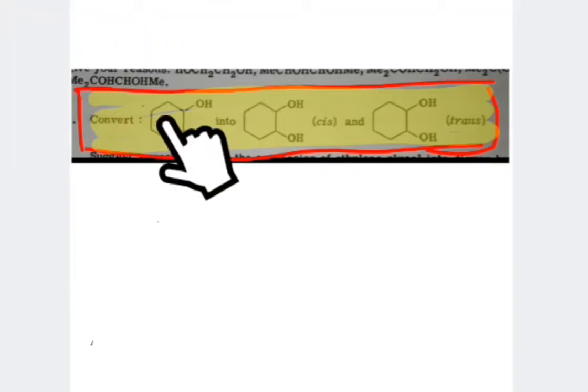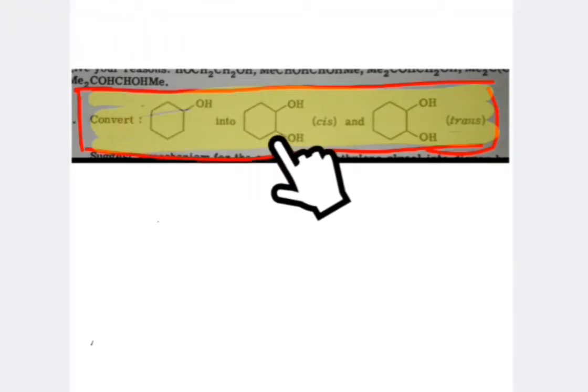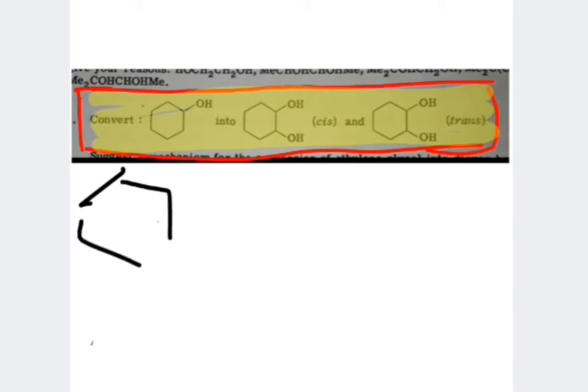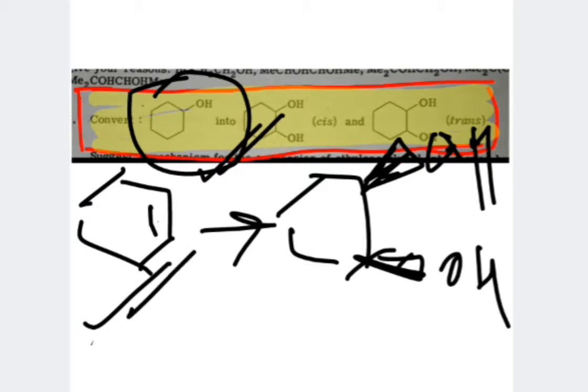In this question, we have to convert cyclohexanol into cis-1,2-diol and trans-1,2-diol. And also from our previous video on this page, we have seen that we can convert cyclohexene into cis-1,2-diol by the use of a strong oxidizing agent, and that oxidizing agent was potassium permanganate. So half of our work will be done if we can convert somehow this cyclohexanol into cyclohexene.